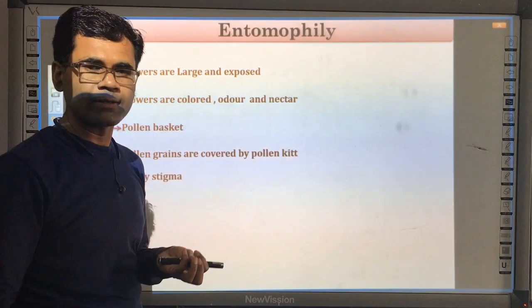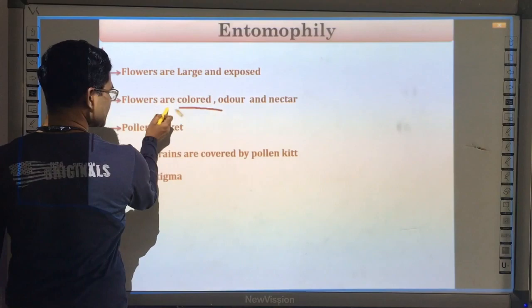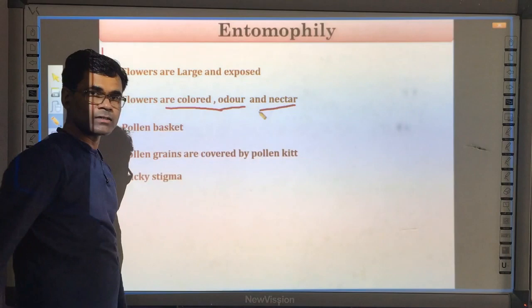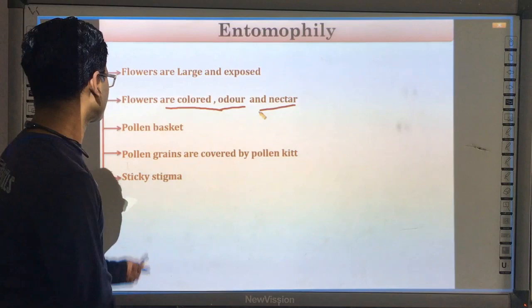Another one, flowers are colored. Very important, in anemophily and hydrophily the flower was colorless. Here it is odorous, there it was odorless. Here it has nectar, there it was nectarless. So whatever colorful flowers you can see, all those colorful flowers belong to the entomophilous category.